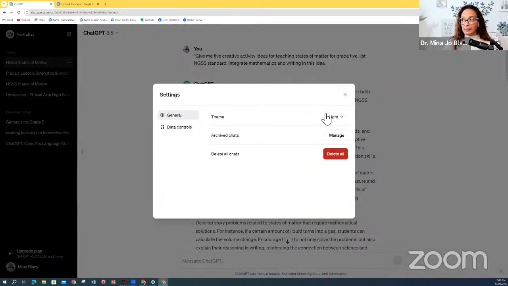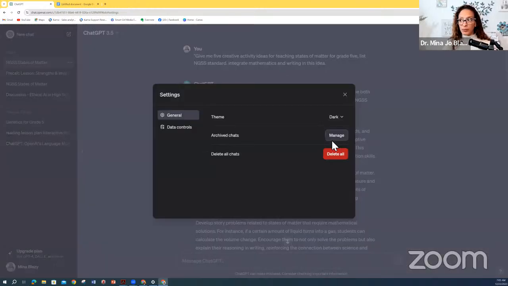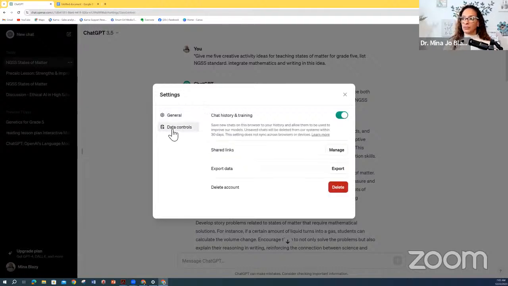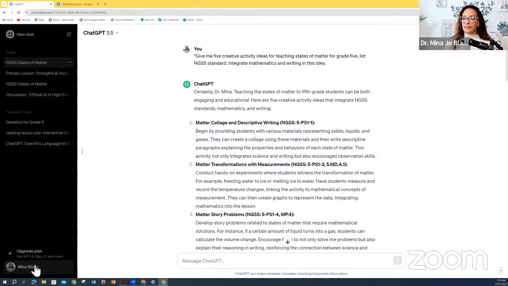You can have a theme. You can do dark mode. Sometimes I like dark mode. I'm going to go back to light mode. You can archive your chats. You can delete all of them. You can do data controls. You can do so many things in the settings. Let's go back to settings.